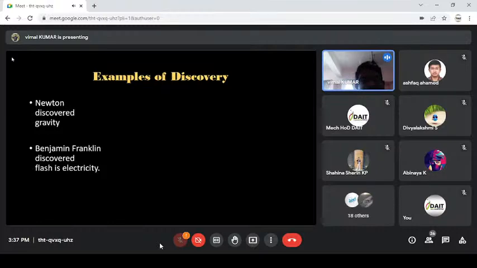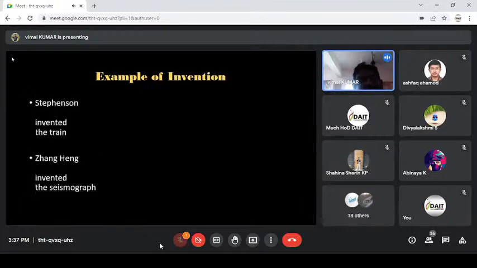The second example I have given you is Benjamin Franklin discovered electricity. Next, examples for invention. What we call an invention is any product which you have created. That is, Stephenson invented the train. Graham Bell invented the telephone. Like that, Zhang Heng invented the seismograph. What is meant by seismograph? A seismograph is a type of invention to identify earthquakes. Okay, that is seismograph.